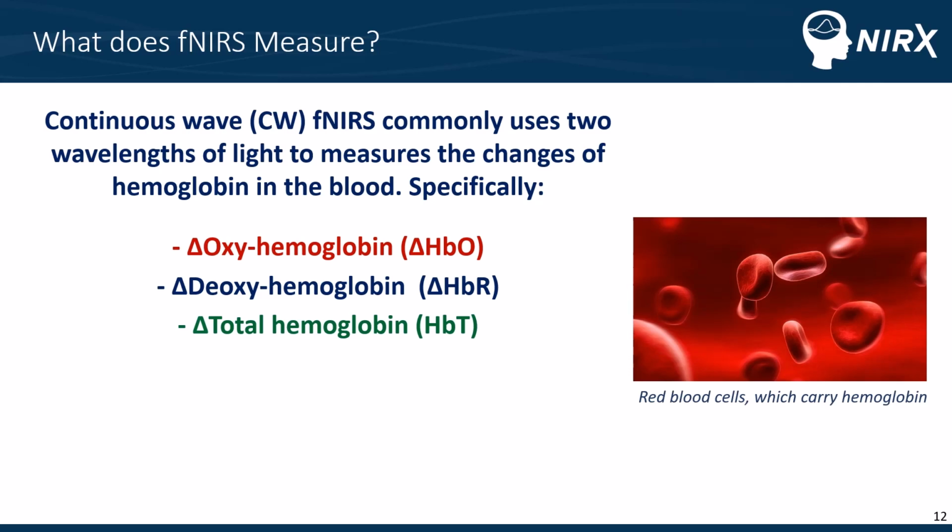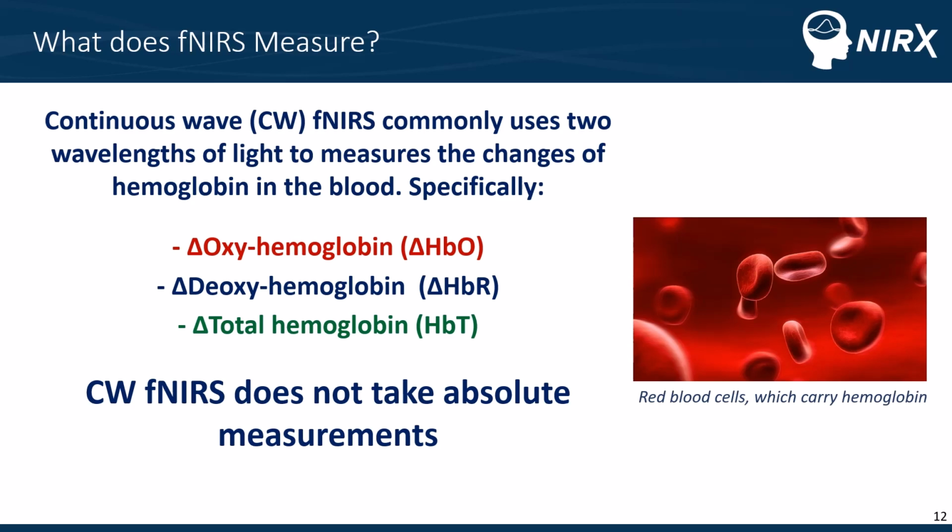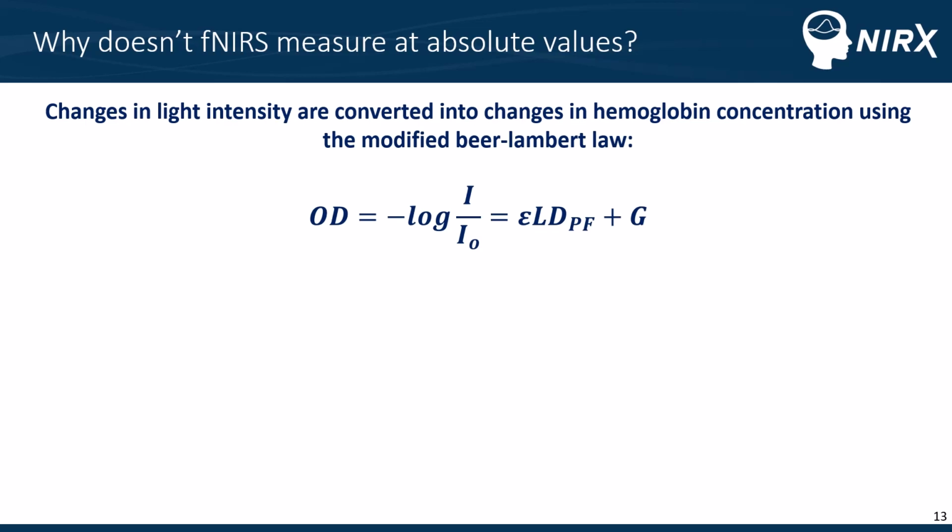Okay, what does fNIRS measure? We've talked about hemoglobin a little bit, but to get into a bit more detail here, continuous wave fNIRS, which is what most commercially available fNIRS systems image, uses two wavelengths of light to measure changes in hemoglobin in the blood, specifically changes in oxy and deoxyhemoglobin, as well as total hemoglobin, which is just the addition of those two. So you'll note those delta signs indicating change. We are looking at changes in oxy and deoxyhemoglobin. Continuous wave fNIRS does not take absolute measurements, so we're not looking at the absolute concentration of oxy and deoxyhemoglobin. We're looking at changes. Okay, well, why is that?